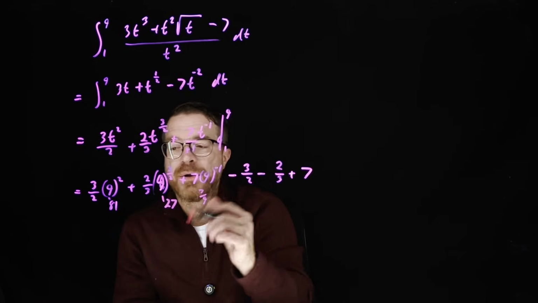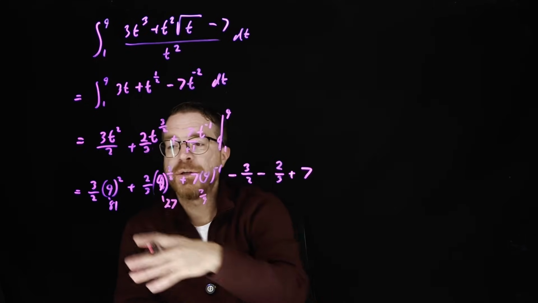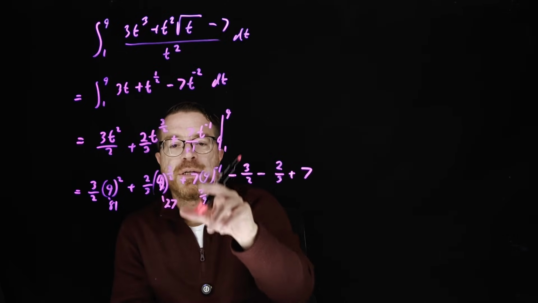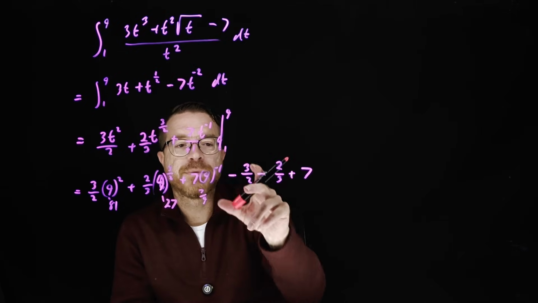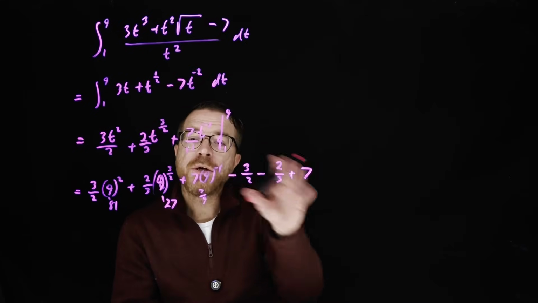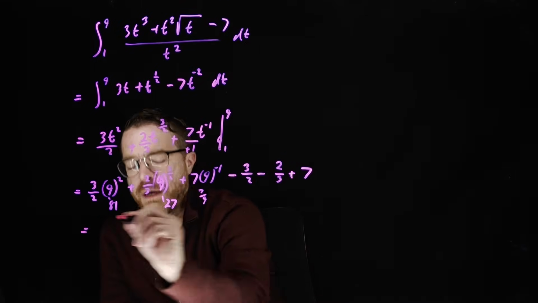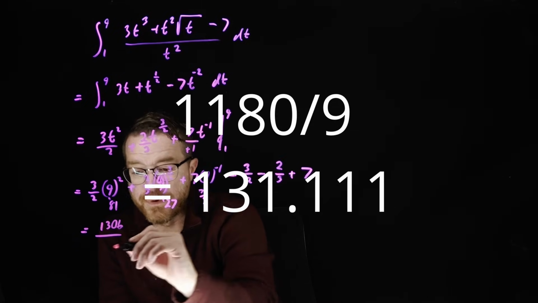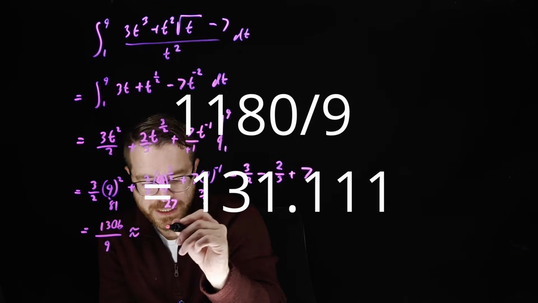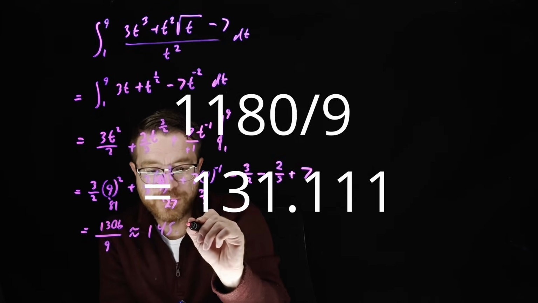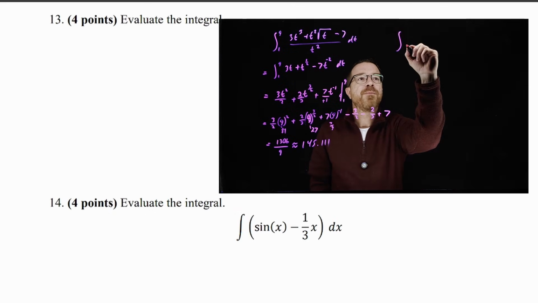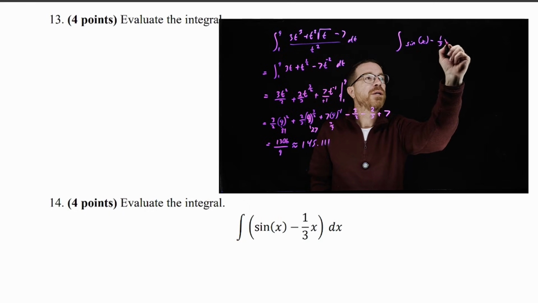And now we can actually figure out what all this is. So I'm actually just going to plug this in my calculator. So I have 3/2 times 81 plus 2/3 times 27 plus 7 over 9 minus 3/2 minus 2/3 plus 7. So plugging all of this in, I get a value of 1,306 over 9, which is approximately equal to 145.111.